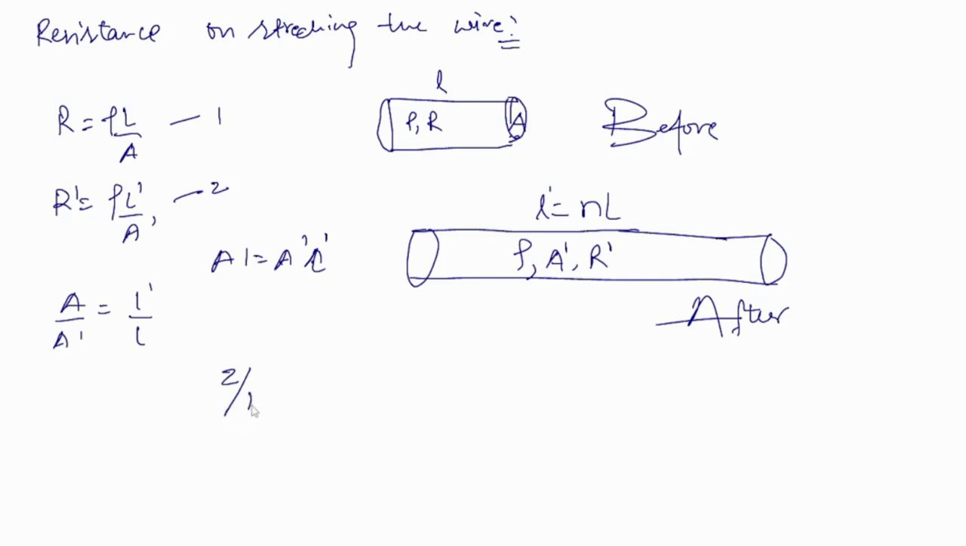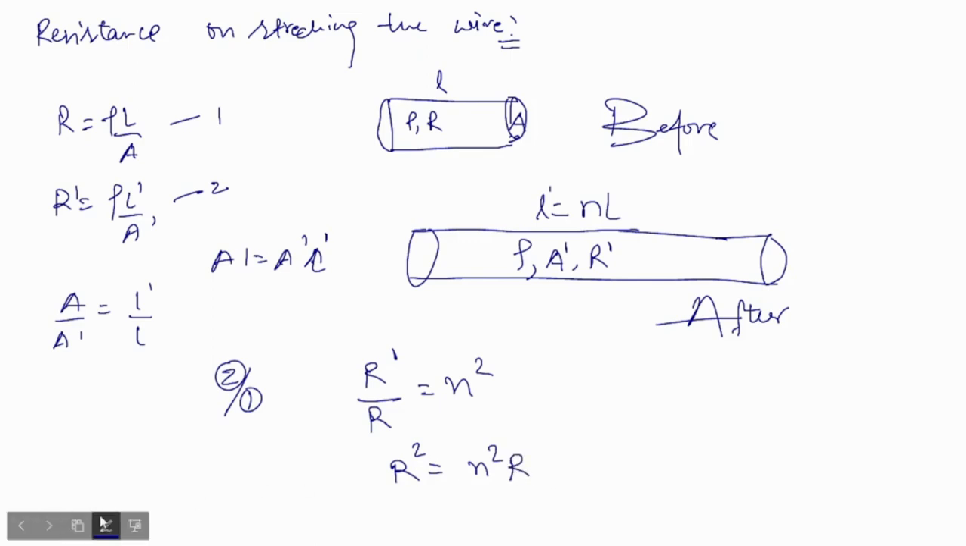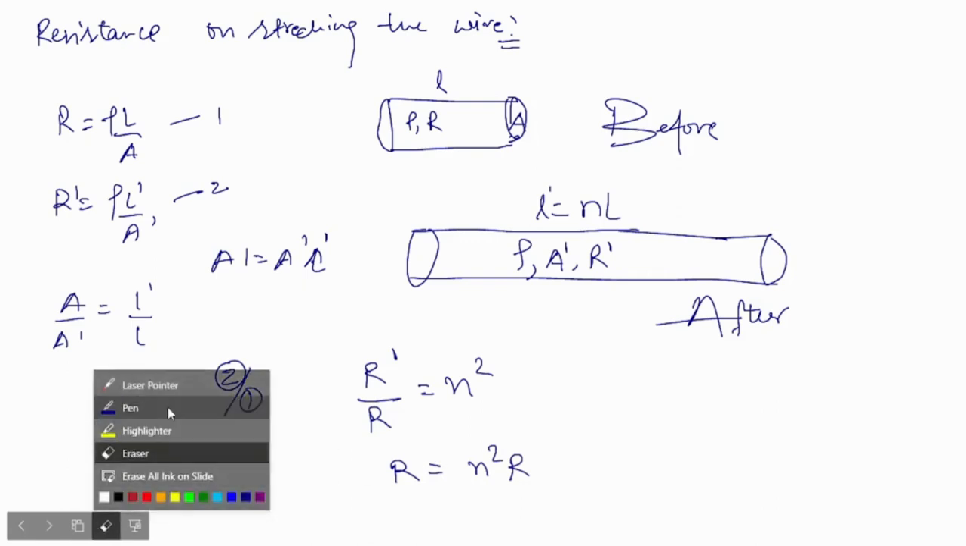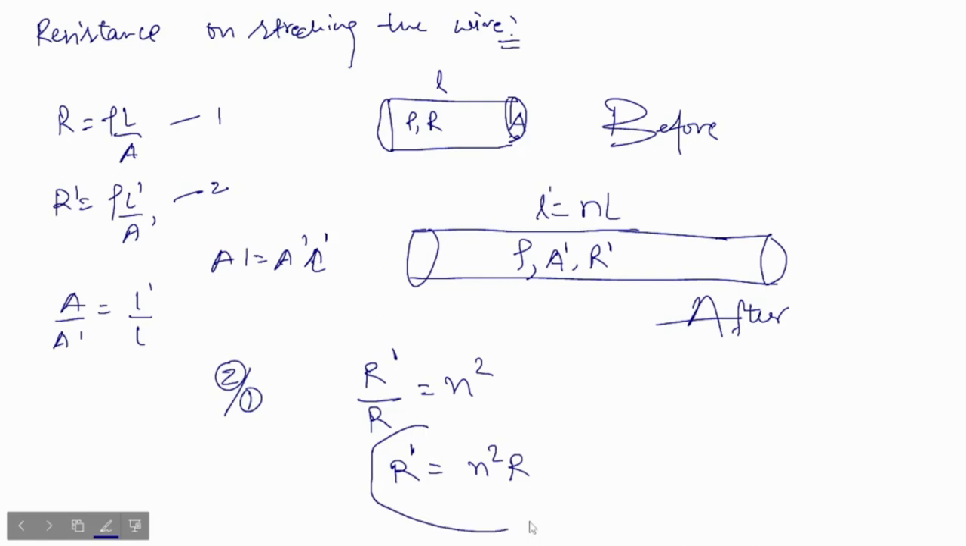Now 2 divided by 1. So from here R dash by R will be n square. Sorry, R dash equals n square into R. This means on stretching the wire n times, resistance will increase by n square times.